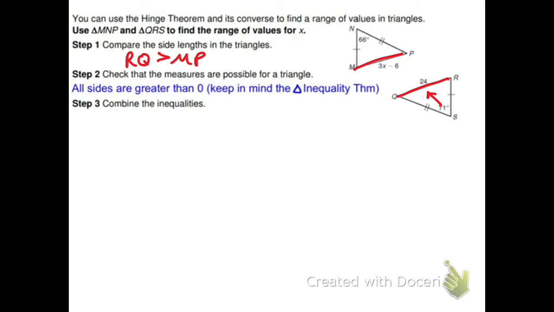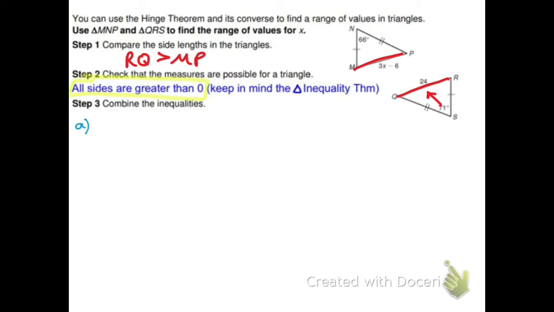Now let's look at my second step. The second step is to check that all the measures are possible for the triangle. Just make sure that there is a specific range of values that actually work. So what this means is that we have to remember that in a triangle, all sides have to be greater than 0. And also let's keep in mind the triangle inequality theorem, which we talked about last section. But the main thing is that every side has to be greater than 0. So we end up getting two things to check.